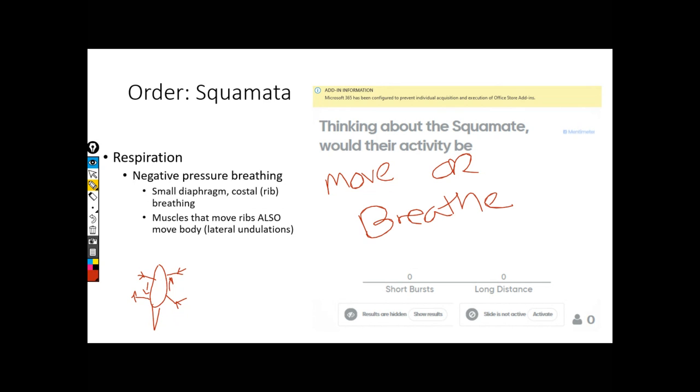So this is where we get the short bursts in. I can move while holding my breath, but eventually I'm going to have to breathe, right? So that means I'm going to have to stop moving so I can use my muscles to respire for a second before I start moving again. So we're not going to get any long, hardcore chases out of a snake. They're going to be short. Maybe able to run you, but they're not going to be able to long distance run you.